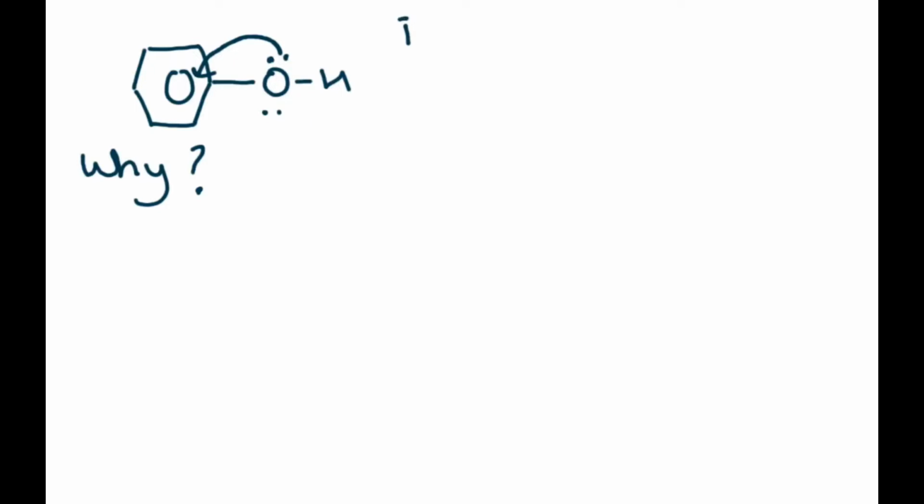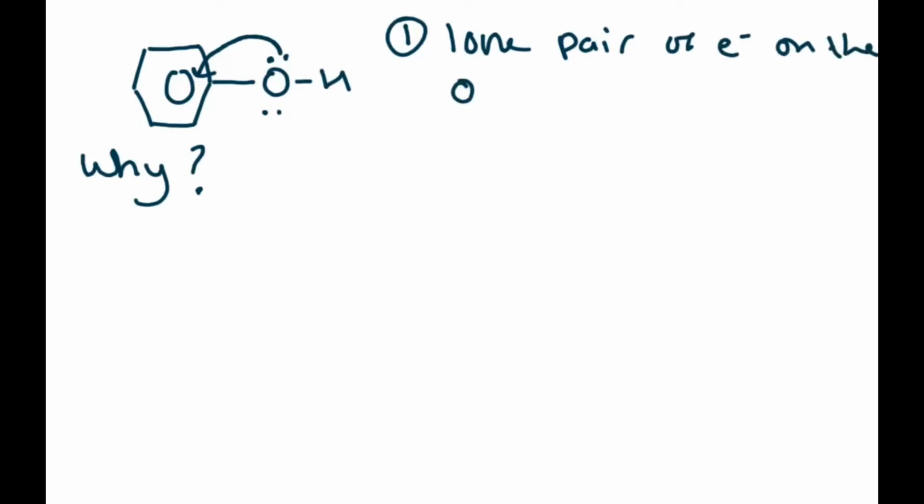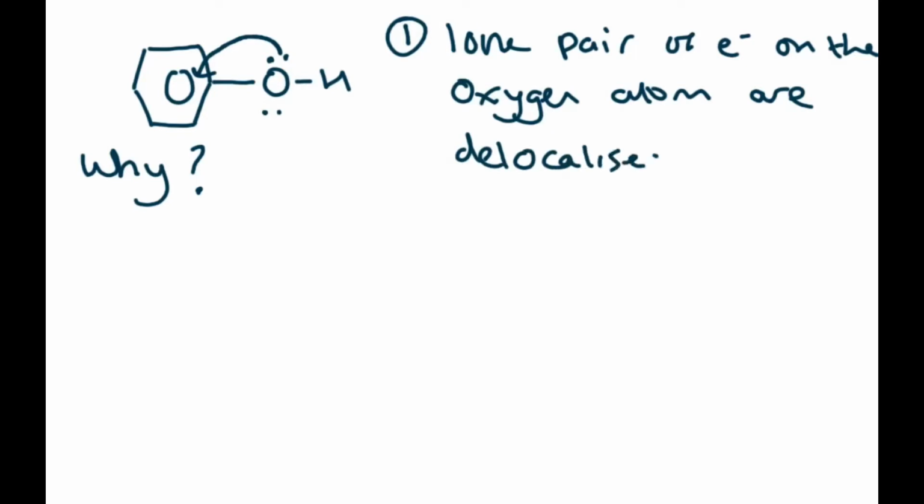So the first point is the lone pair of electrons on the oxygen atom. That's really important to say oxygen. If you just say lone pair of electrons, you won't get the mark. Lone pair of electrons on the oxygen atom are delocalized, use the key word delocalized, into the benzene ring or into the pi ring. You can say either, yeah? Okay, that's one point.